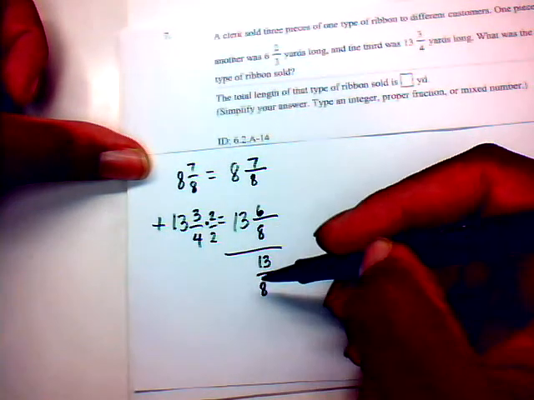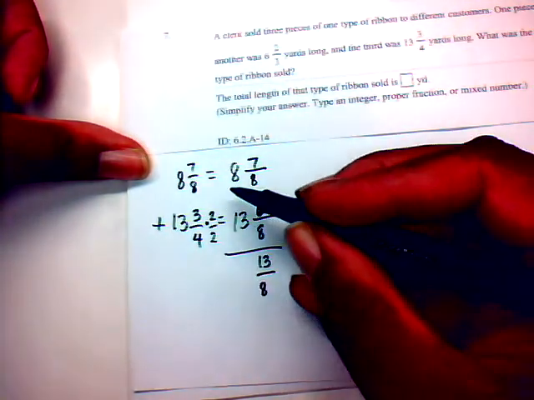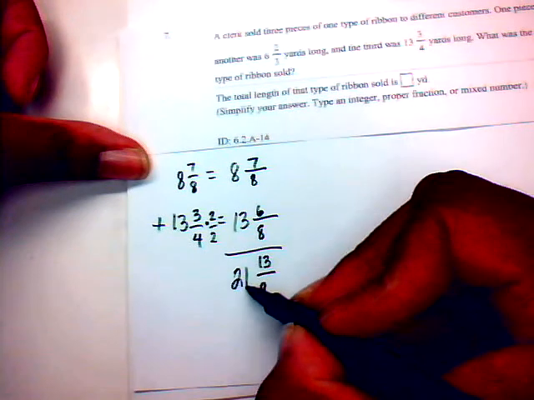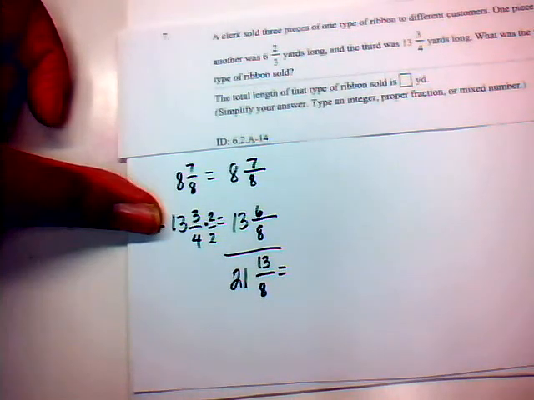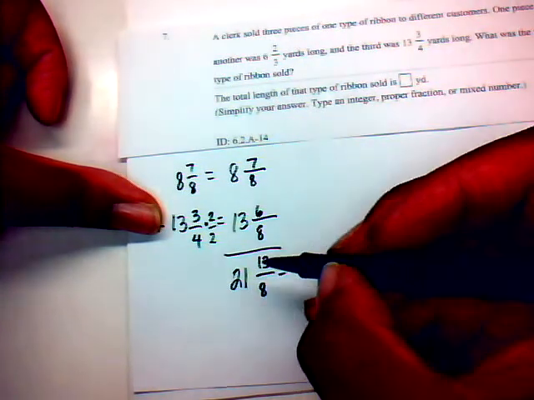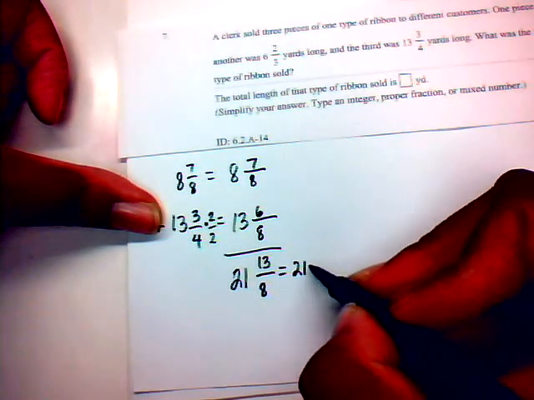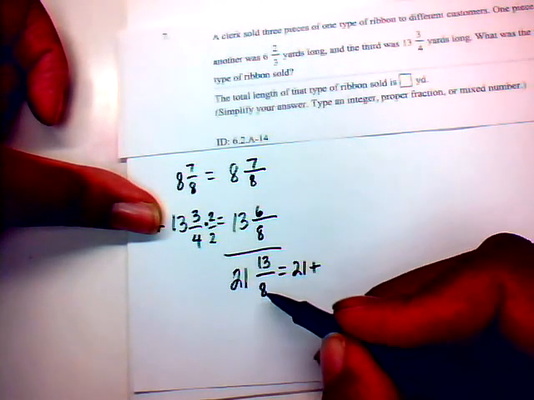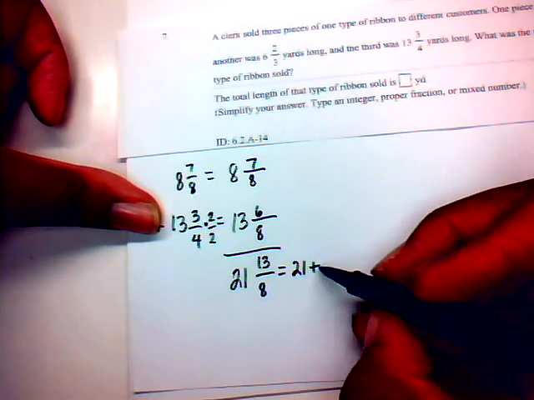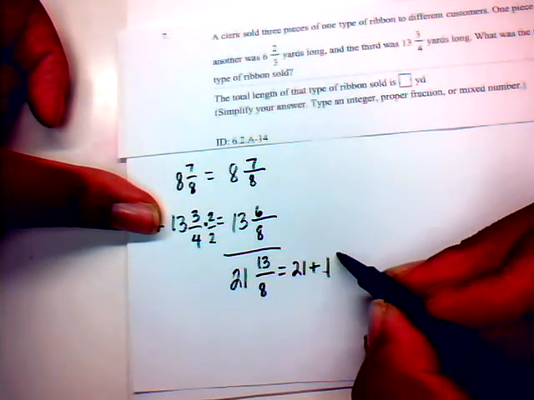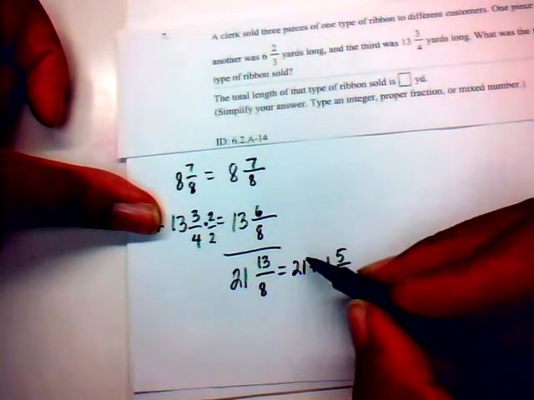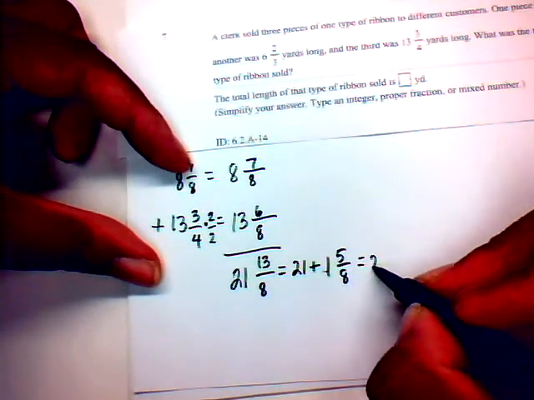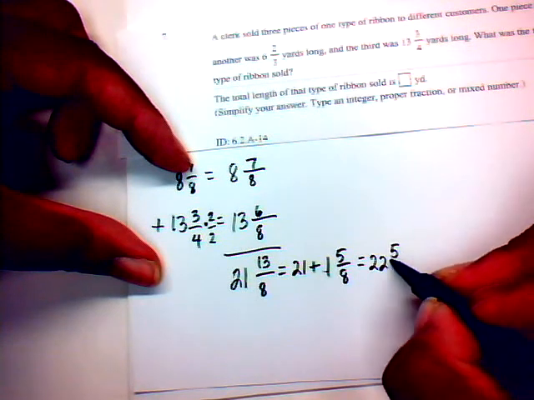7/8 and 6/8, that's 13/8. 13 plus 8 is 21. Now 13/8, I can write that as a mixed number. I'm going to bring over the 21 plus. Now divide 8 into 13, that's going to go one time with 5 left over. So we got 1 and 5/8 added to the 21 that we already got. That's 22 and 5/8.